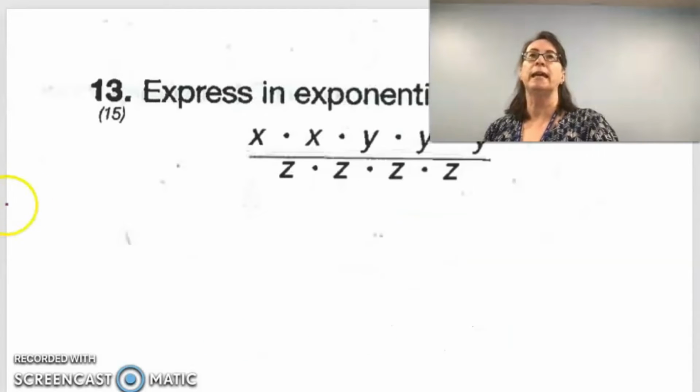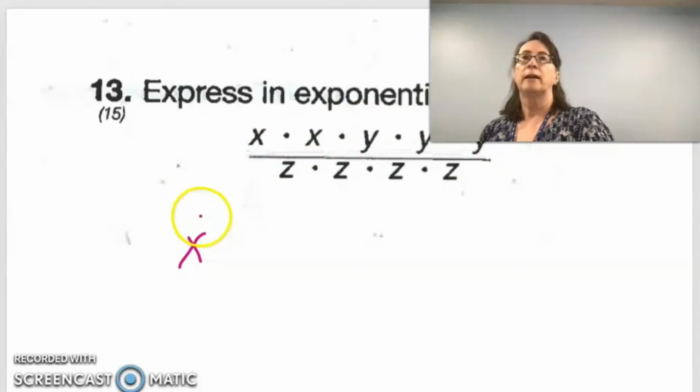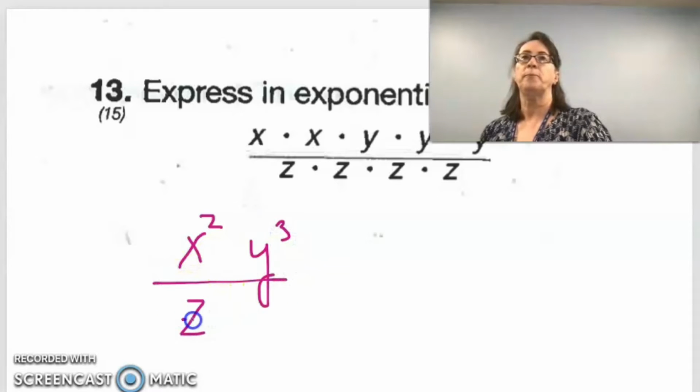Number 3 is x times x, y times y times y. So x times x is x squared, y cubed over z to the 4th.